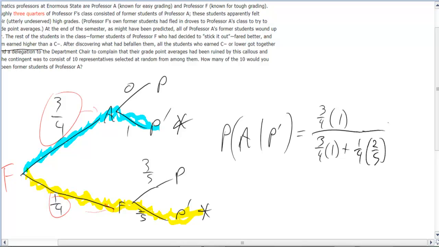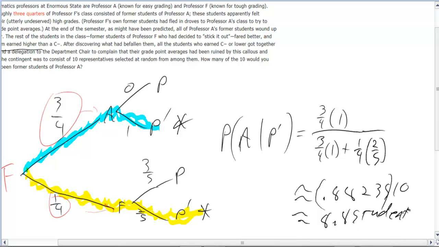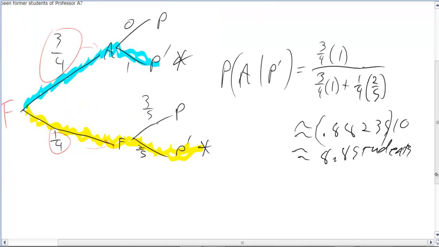When we do that math, we end up getting that this probability is about 0.88235 and change. So the likelihood of pulling one student out from Professor A is 0.88235. So if there are 10 students, how many of them came from Professor A? We just take this times 10. That means it's approximately 8.8 students, which tells you it's about 9. Okay.